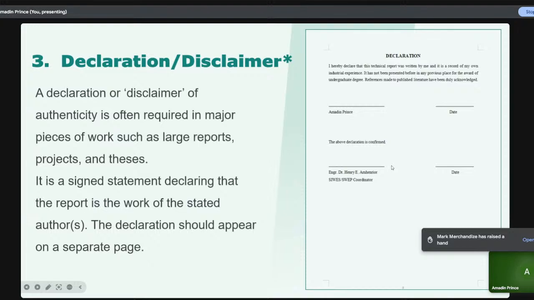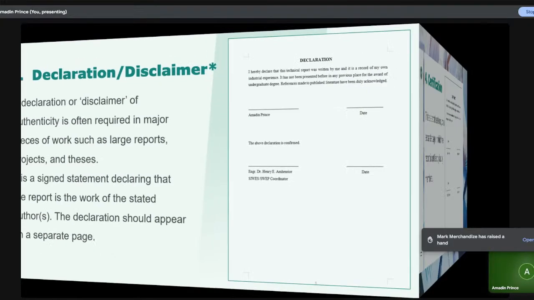"I hereby declare that the technical report was written by me and is the record of my industrial training. It has not been presented before in any place or awarded," and so on. Then I wrote my name there, Amadi, in print. I would sign at the top. "The above statement is confirmed by my COS coordinator." He would also sign and write the date. That's all for the declaration.